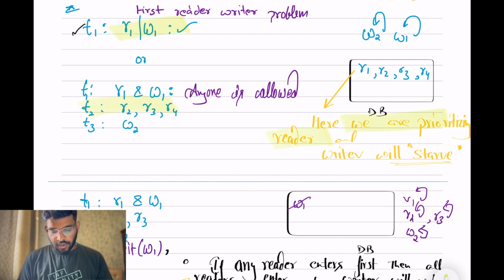Either the reader is allowed or the writer is allowed. If a reader is reading, then the writer cannot enter, and if a writer is writing, then a reader cannot enter. But in the second problem, it's a little bit more complex.